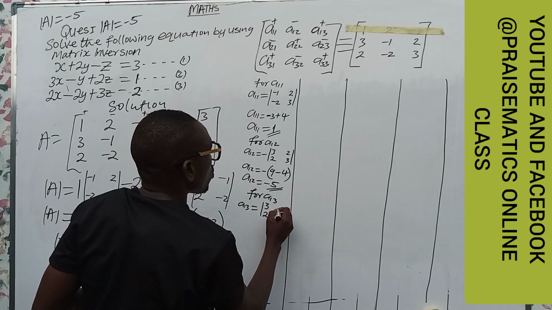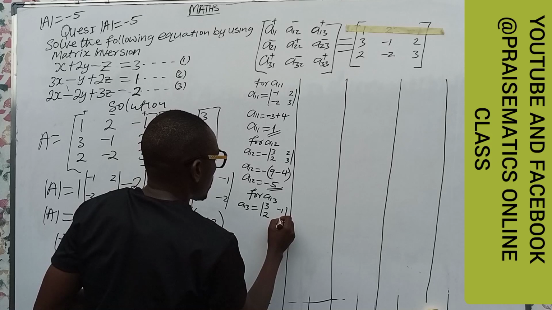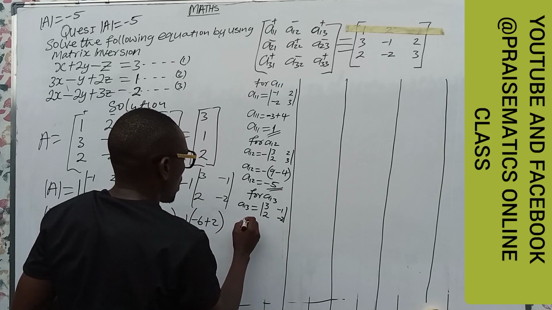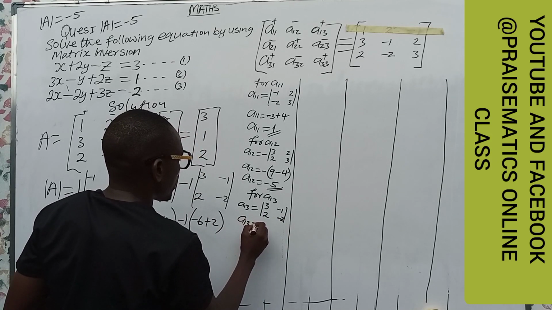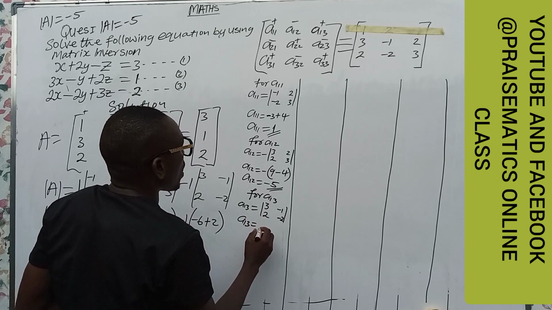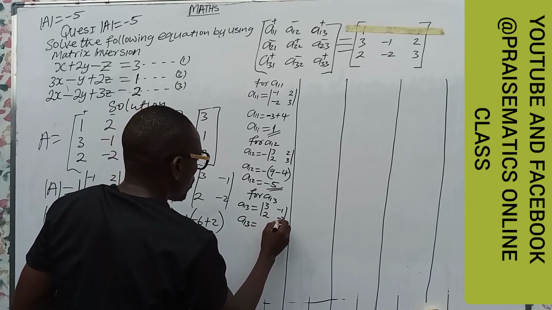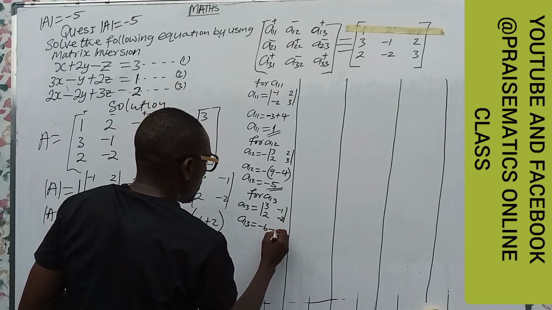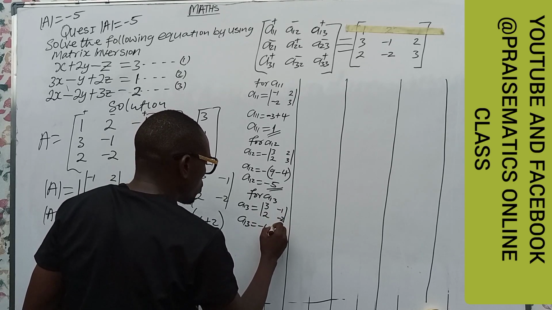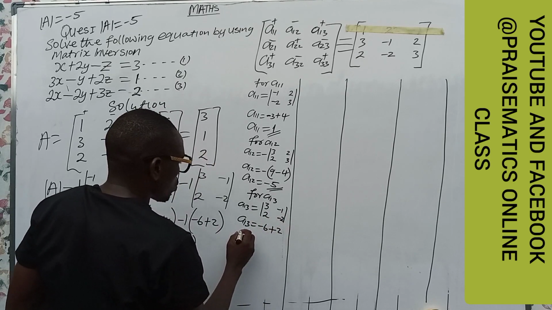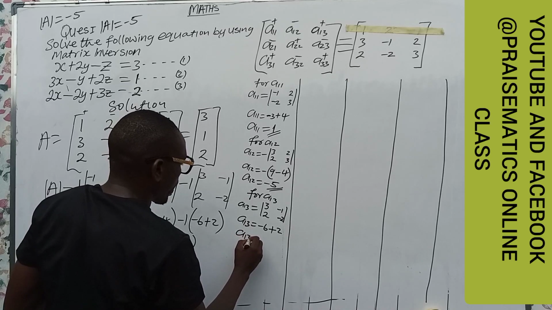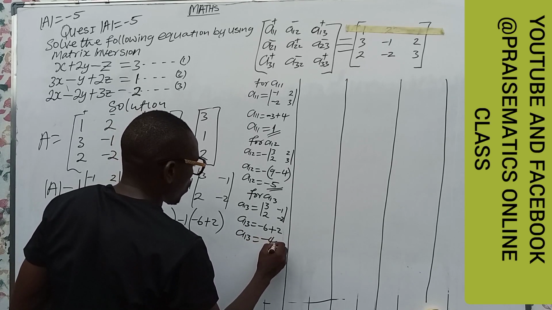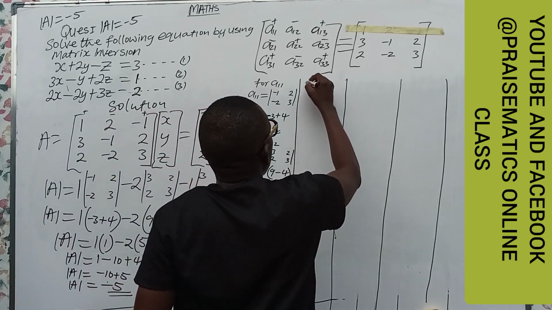3, 2, minus 1, minus 2. Now our A13 is equal to, what do we have? 2 times this, which is minus 6, minus 2 times minus this, we turn this into plus. So we have that A13 is equal to minus 4. We close it.